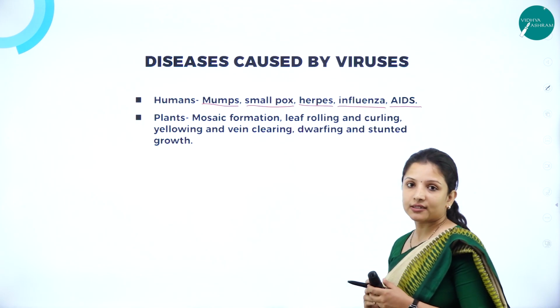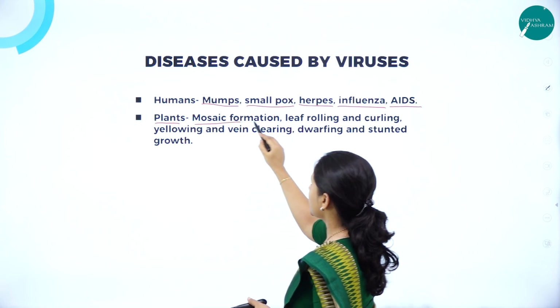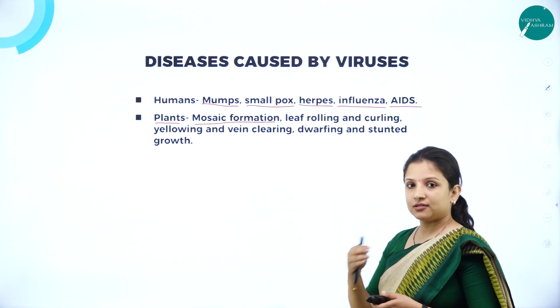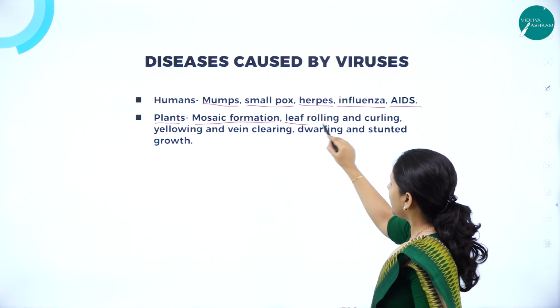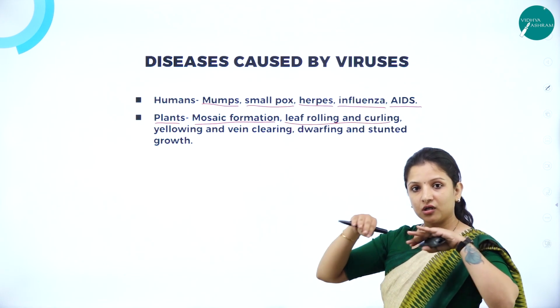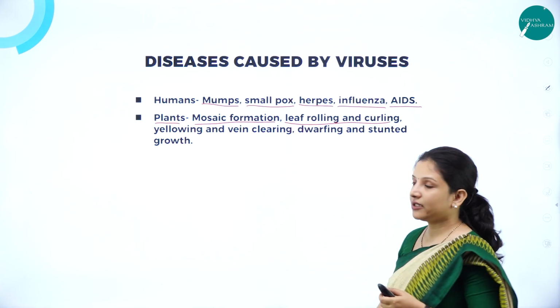Next, talking about the diseases in plants. In plants, viruses can cause mosaic formation in the leaves. That is, yellow and white patches on the leaves will occur, and they can also make the leaf roll and curl. The edges of the leaf will start to curl. So, they can cause leaf rolling and leaf curling.